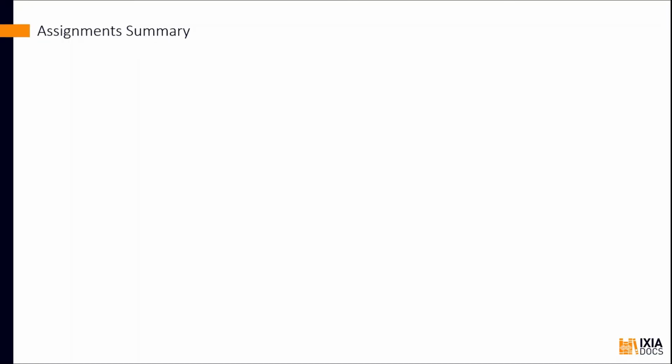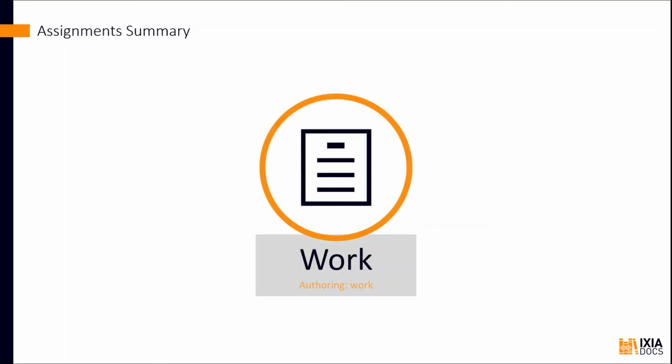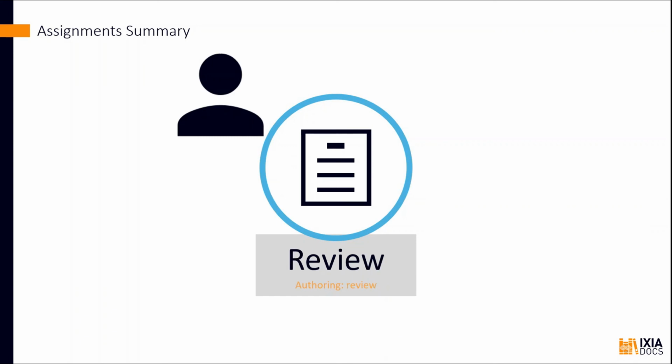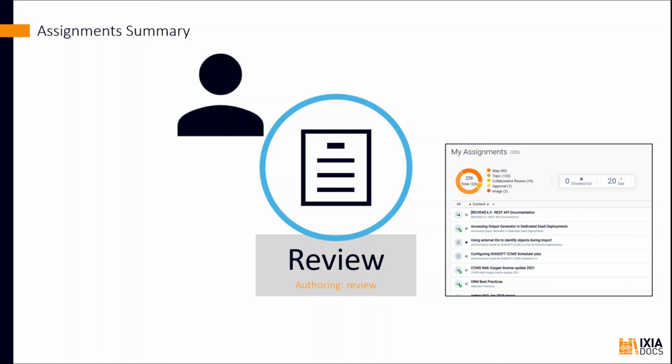So let's summarize. There are objects. They have statuses. You can assign an object to a user using the move dialog, and it becomes an assignment for him or her. If the object is in the right status, that assignment becomes active for the user and appears on their My Assignments page. Remember, only active assignments appear on the My Assignments page.